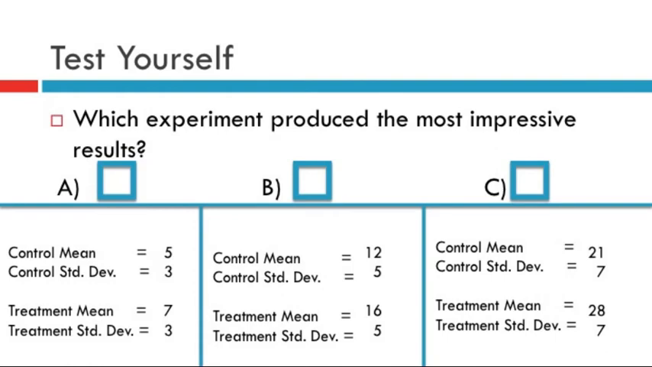Okay, here's a chance for faculty to test themselves. So here I have 3 different sets of controls and treatments, 3 different experiments. And what I'd like you to do is take a look at this and tell me which one of these 3 experiments, A, B, or C, produced the most impressive results.